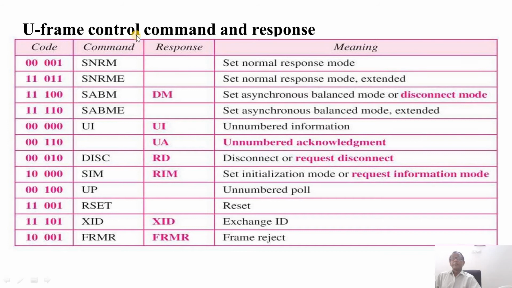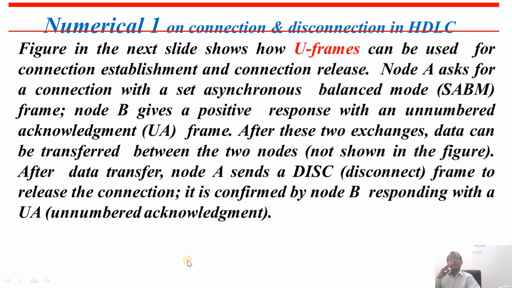Here are the U frame control commands and responses: 0, 0, 0, 0, 1 is set normal response mode. 1, 1, 0, 1, 1 is set normal response mode extended. 1, 1, 1, 0, 0 is set asynchronous balanced mode or disconnect mode. 1, 1, 1, 1, 0 is set asynchronous balanced mode extended. 0, 0, 0, 0, 0 is unnumbered information. These are some of the control commands and responses we are going to see.